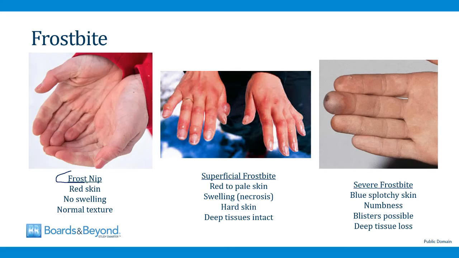Remember that the main problem in frostnip is neurologic symptoms like paresthesias. The skin can become red, but there's no swelling and normal texture. And frostnip is a relatively benign condition that's reversible. It often precedes the development of frostbite.